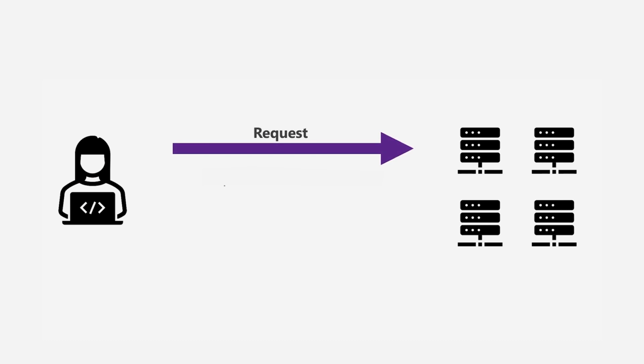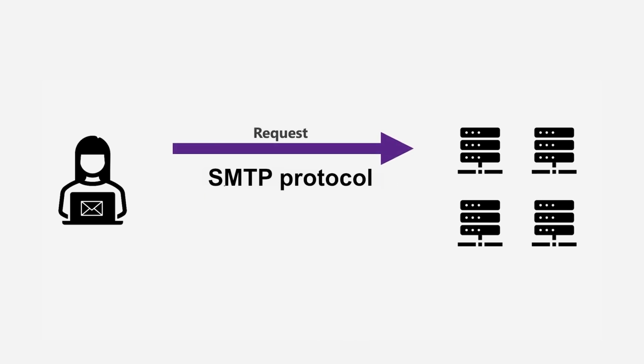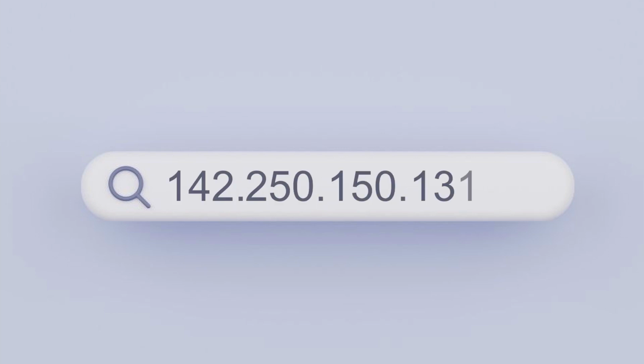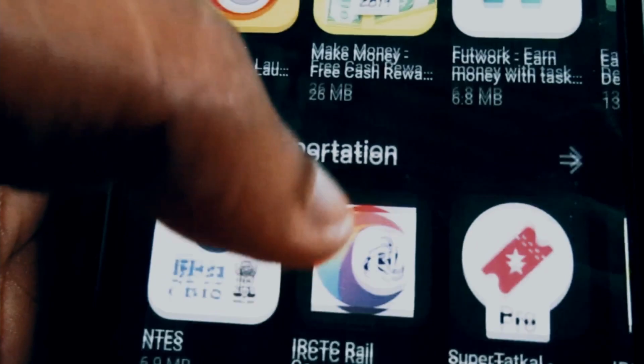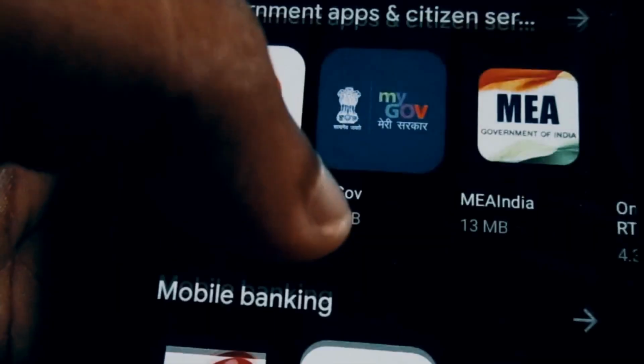For example, your browser makes a request to a web server using the HTTP protocol. Your email app uses the SMTP protocol to send and receive emails. You'd have to put 142.250.150.138 instead of google.com if the DNS protocol didn't exist. In a nutshell, the application layer is in charge of the foundation for practically all end-user applications.